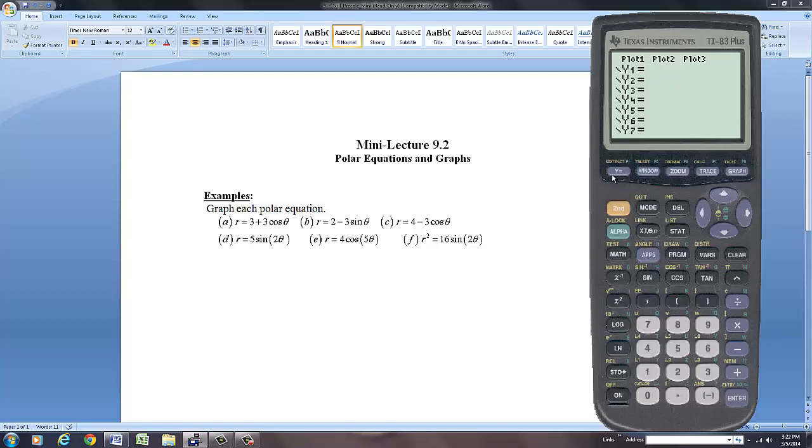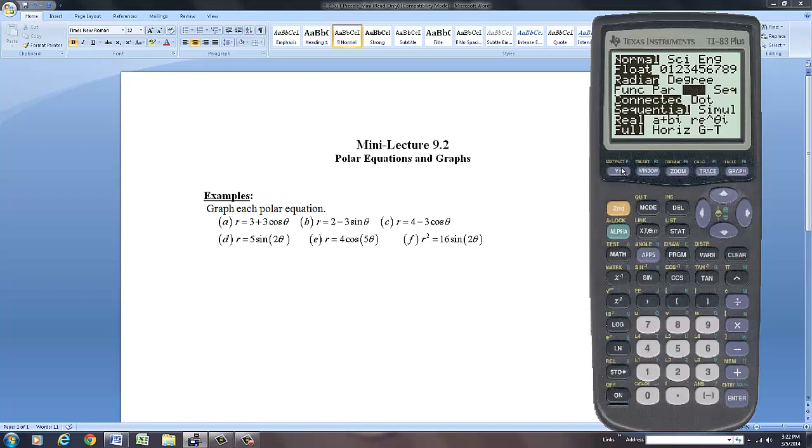So the first thing we need to do is set the calculator to the appropriate mode. So let's go to mode. This one is set to functions. We do want it in radians for this to work out nicely, so that's already set to radians. Let's go to polar, POL, hit enter.